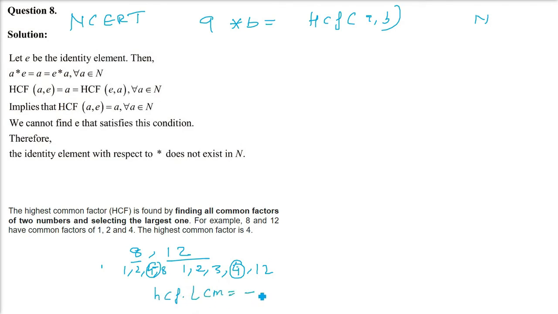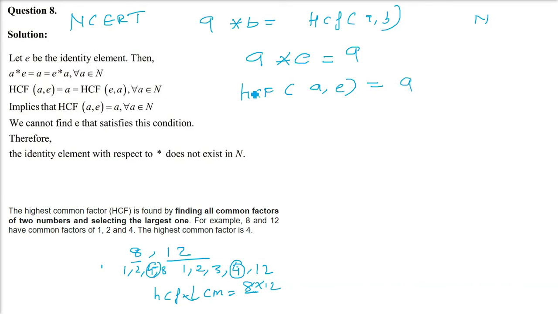LCM is also there. If you multiply HCF with LCM, you will get the multiplication of these two numbers. This is also an identity. Okay, coming back to the question, let E be the identity element. And we know this identity element will only come when we have A operated with that identity element and we get the A back. So A star E gives this A back. So what do you get? A star E is the HCF of A comma E, and you should get A back always. And that is not true at all.